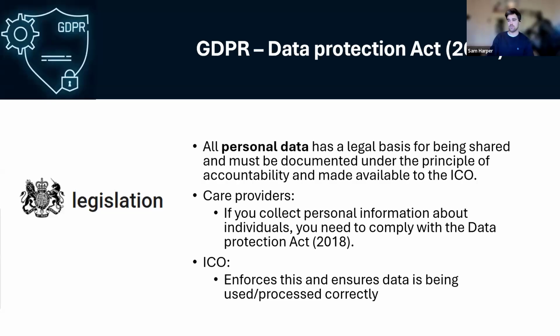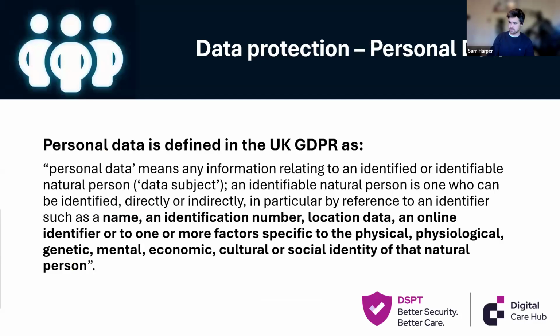And one way to do this is through having these two policy documents, these compliance pieces in place. What is personal data? There's a definition here. UK GDPR defines it as any information that relates to an identified or identifiable natural person. So basically, information that can identify somebody. And that information can be direct or indirect.